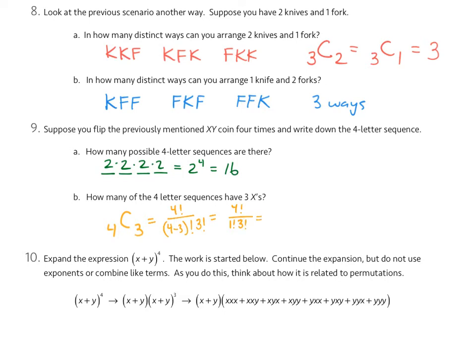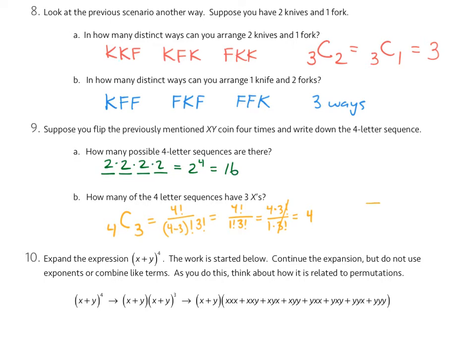And I can simplify this when I realize that the top is 4 factorial, and that's 4 times 3 times 2 times 1, or 4 times 3 factorial. And in the denominator, there's a 1 and a 3 factorial. Those 3 factorials make a disguised form of 1, so I'm left with 4 divided by 1, which is just 4. There are 4 sequences that have 3 x's.